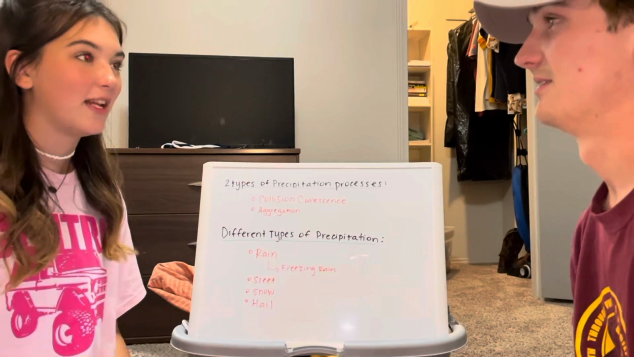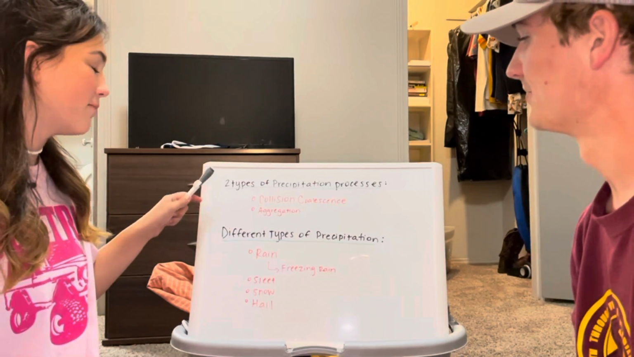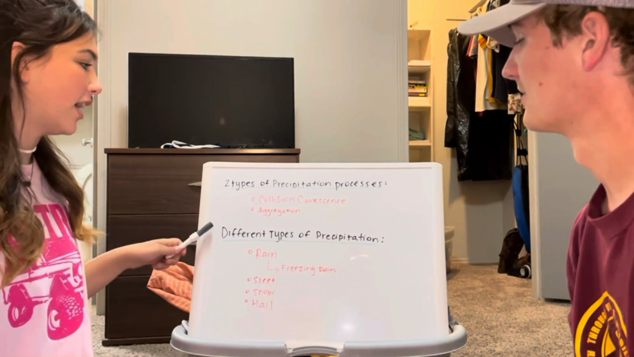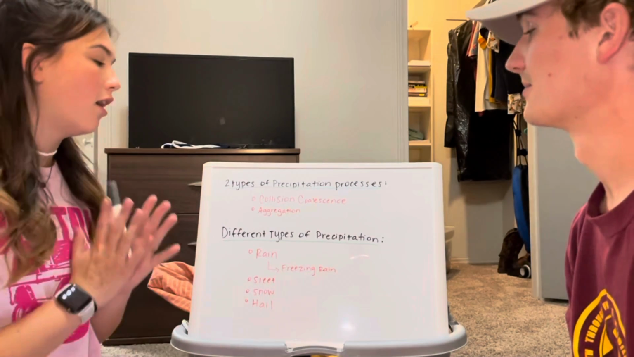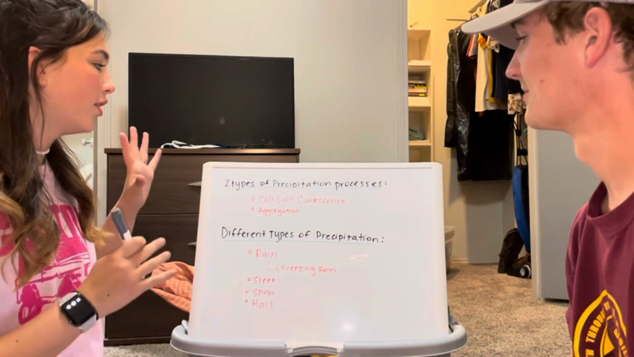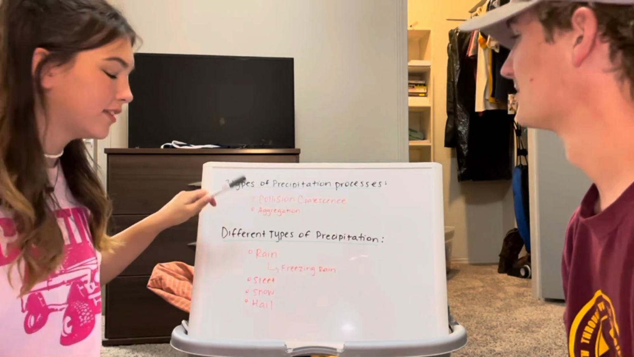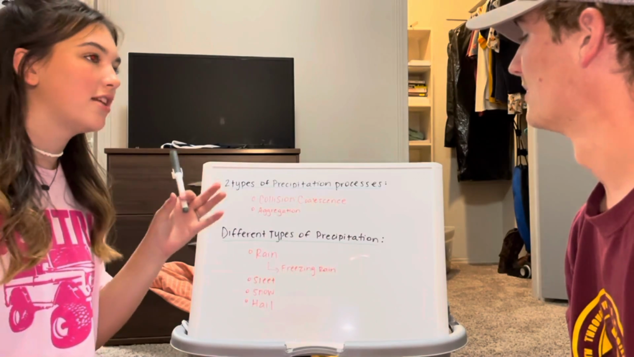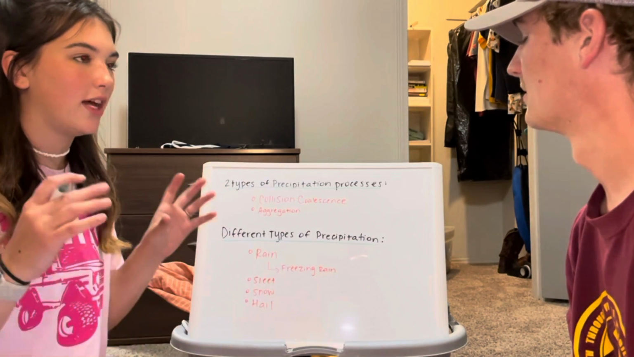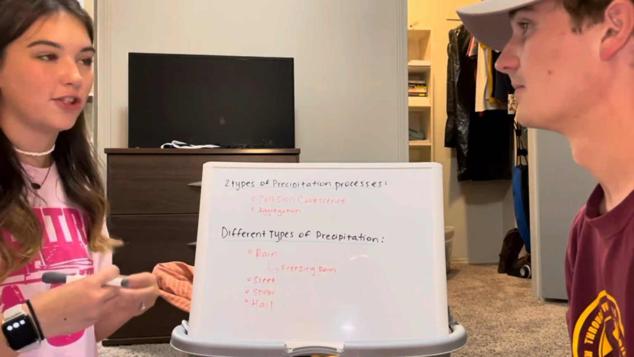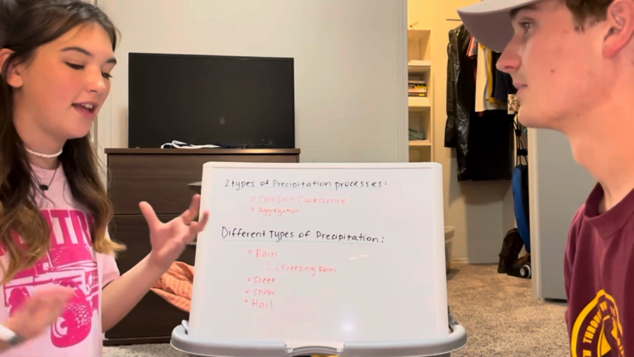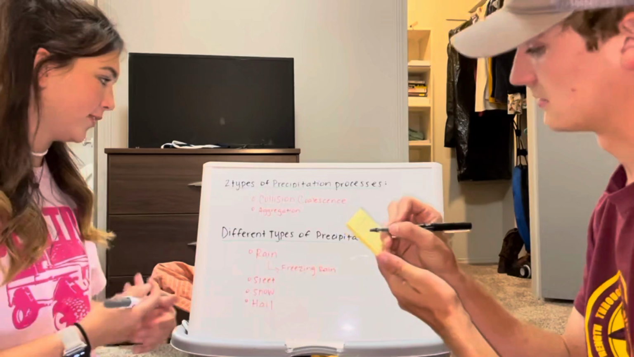Today we're going to be talking about two types of precipitation processes as well as different types of precipitation. All precipitation is formed from one of two processes. First one is collision coalescence, in which droplets larger than 20 micrometers will collide with one another, forming larger droplets which will coalesce and fall to the ground even faster.